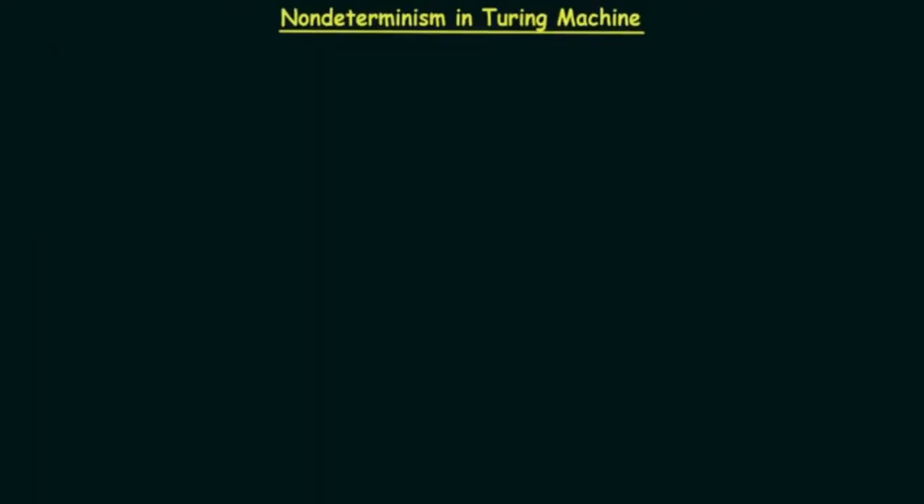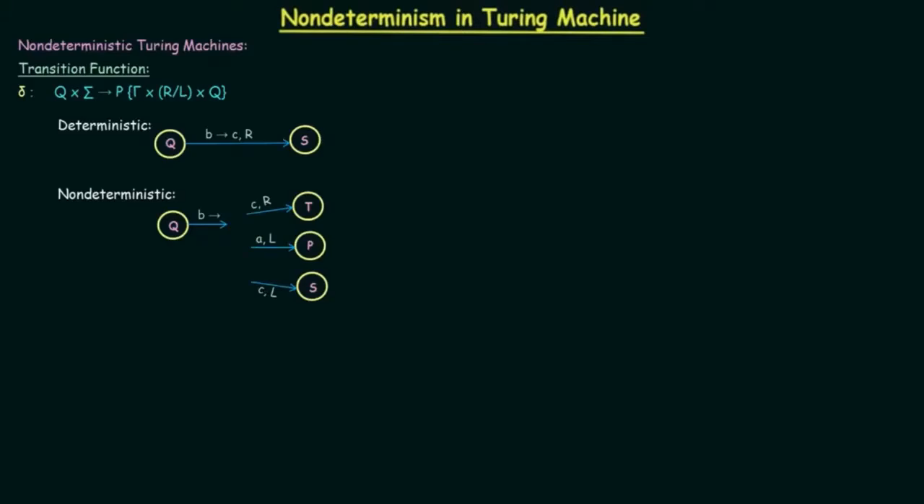Okay, let's talk about non-determinism in Turing machines. A Turing machine can be non-deterministic, and the concept of non-determinism is the same as what we have discussed in finite automata. That means one state, upon getting one particular input symbol, can go to multiple states and produce multiple transitions. So here you can see that the transition function will get a little bit changed. There will be a set of transitions.